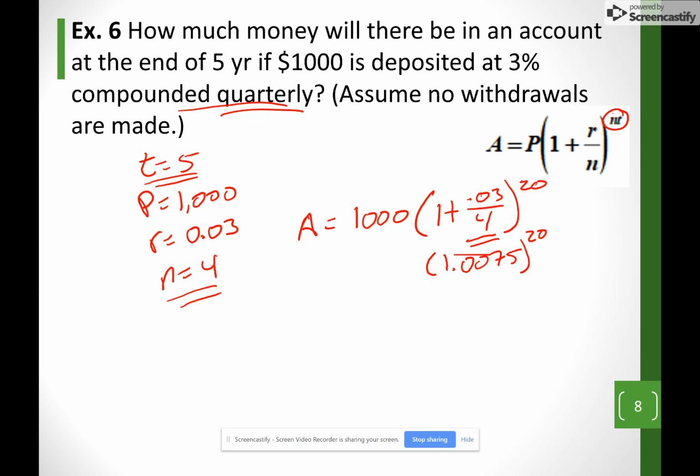So it gives me like 1.161184 and some numbers. In my result, I'm going to multiply it by 1,000. So my amount at the end should be 1,161 with 18 cents. I round it to 2 decimal places because we're talking about money. Once again, work the parentheses first, or work the fraction. Remember, groups, then we do exponents, and lastly, we do multiplication.